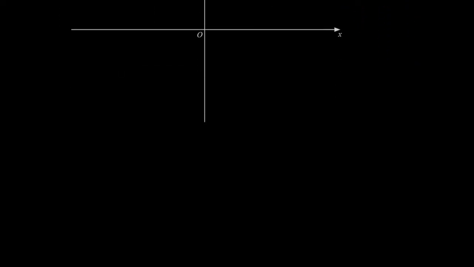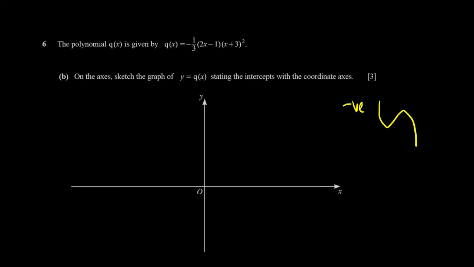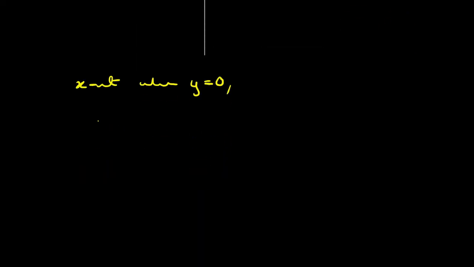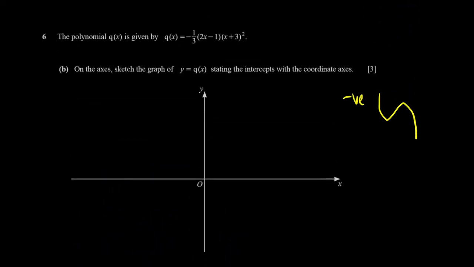So we can immediately write, x-intercepts when y is equal to 0. And that's going to leave us either with 2x minus 1 is equal to 0, which is x is equal to a half. So it's always good to state your working. And we've got x plus 3 is equal to 0, which means that x is equal to negative 3. But we need to think about that last one a little bit more, because this is (x + 3) squared.